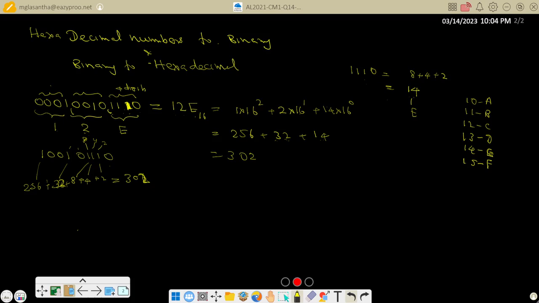Okay? Now hexadecimal, very easy way to convert like that. Then how do you convert hexadecimal numbers into binary? Very simple. So this is hexadecimal number A3B. How do you convert this to binary? Hexadecimal to binary. So very simple.